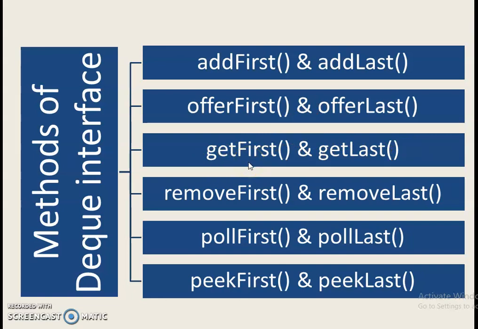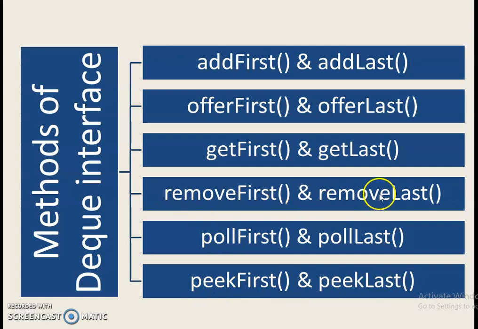Next we have the getFirst and getLast methods. The getFirst method returns the first element, the getLast method returns the last element. These two methods are similar to peekFirst and peekLast. peekFirst also returns the first element and peekLast returns the last element. The difference is getFirst and getLast throw an exception when the operation is not successful. peekFirst and peekLast return null when the operation is not successful, right?